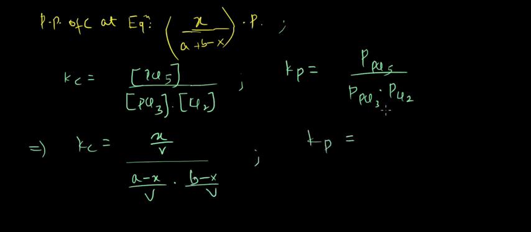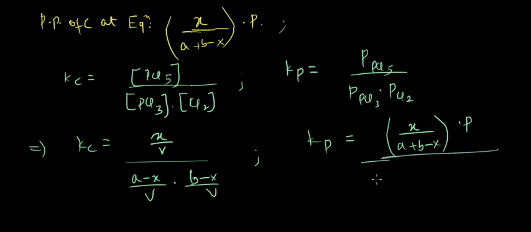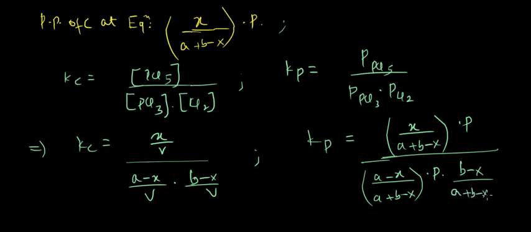And what would be the value of Kp? For the value of Kp, partial pressure of PCl5 would be the mole fraction of PCl5 at equilibrium, which is X upon A plus B minus X, multiplied by total pressure, divided by partial pressure of PCl3, which would be again moles of PCl3 at equilibrium divided by total moles at equilibrium multiplied with P. And for Cl2, again we can write that moles of Cl2 present at equilibrium would be B minus X, and total moles of all the compounds at equilibrium would be A plus B minus X, multiplied by P would give the partial pressure of Cl2.